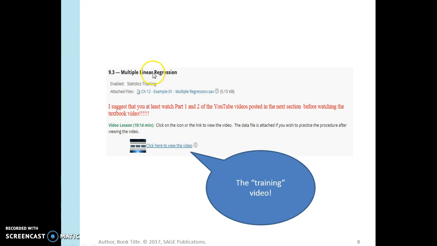So in multiple linear regression, here's the video that the text provides. Now the PowerPoint probably gives you more information, but here's the video that tells you how to run through this thing. And again, it's not difficult, it's just long and involved. If you think simple linear regression might have been difficult, well, take a look at this. But anyway, let's go on.